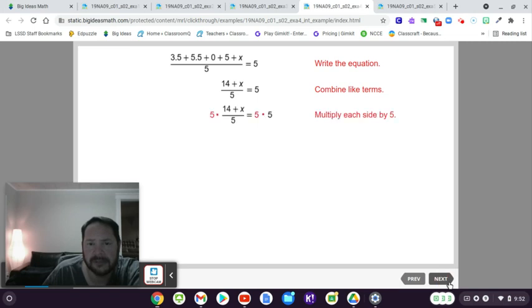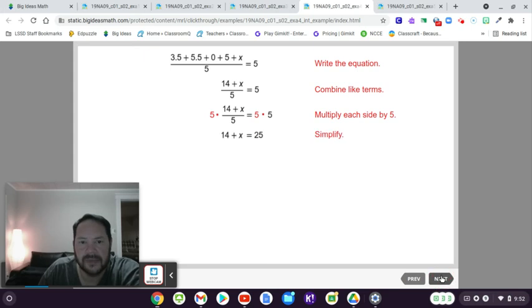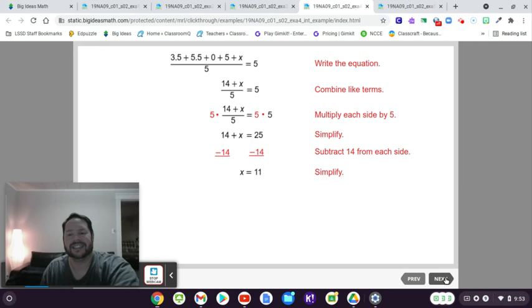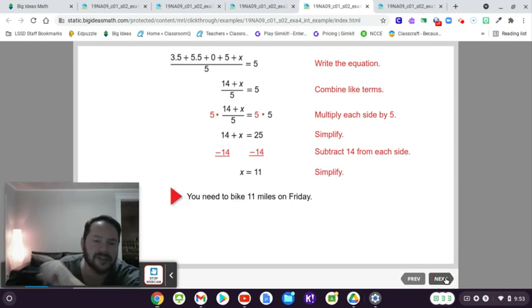Yes, we must multiply by 5 on each side because this is divided by 5. So to undo this divided by 5, you multiply each side by 5. These 5s will cancel out, and it will just leave you with 14 plus x on the left. 5 times 5 is 25. So now what do we do? Yes, we subtract 14 on each side, and you end up getting x equals 11. So we have to bike 11 miles on Friday to have an average of 5 miles per day.